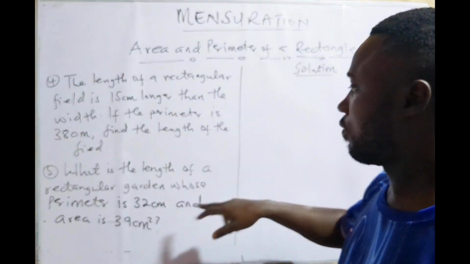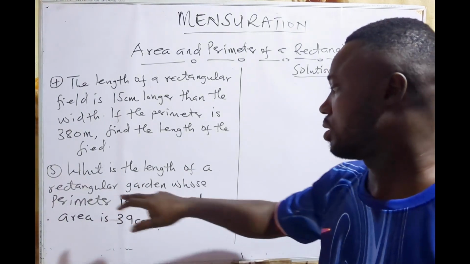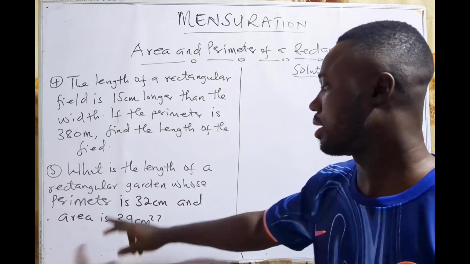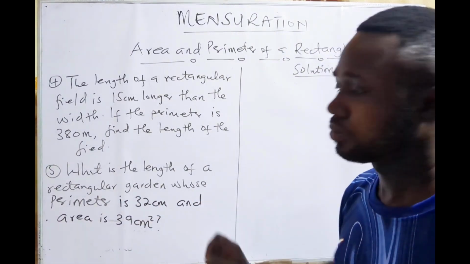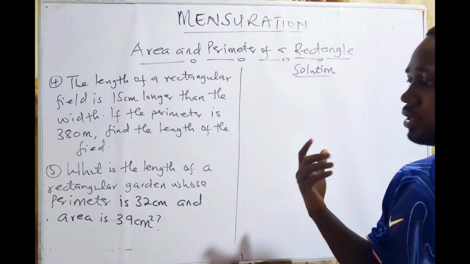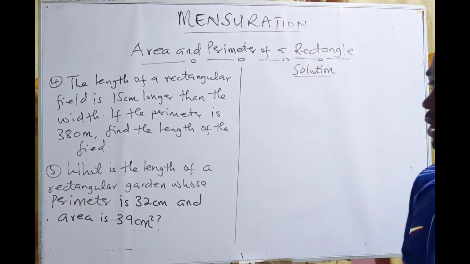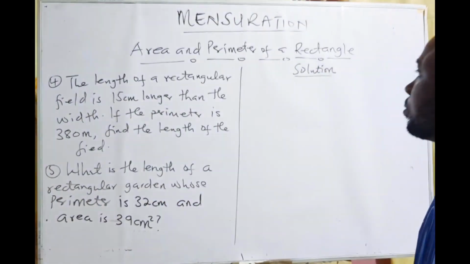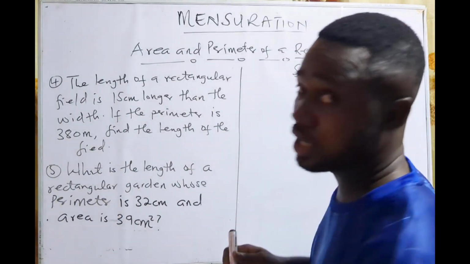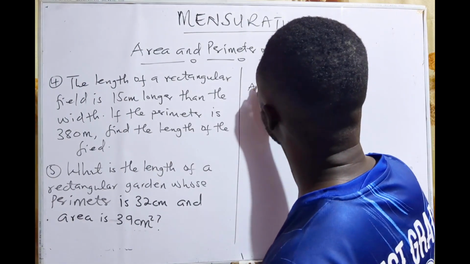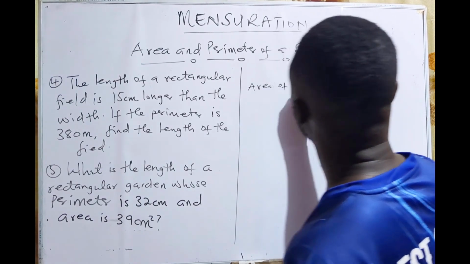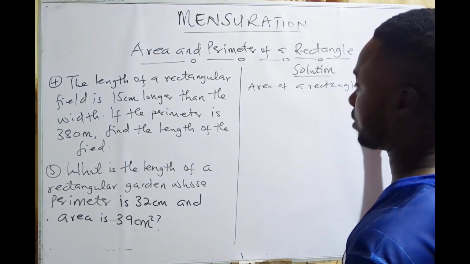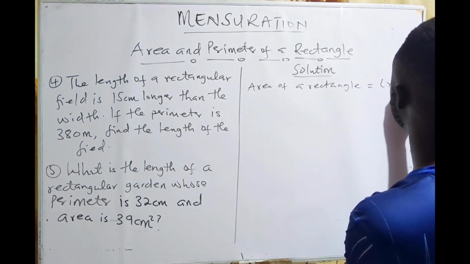What is the length of a rectangular garden whose perimeter is 32 centimeters and area is 30 centimeters squared? So here we are given the area and we are given the perimeter, and we are asked to find out the length. All right. Okay, so we know we are using the area and the perimeter. So area of a rectangle is our length times the breadth.